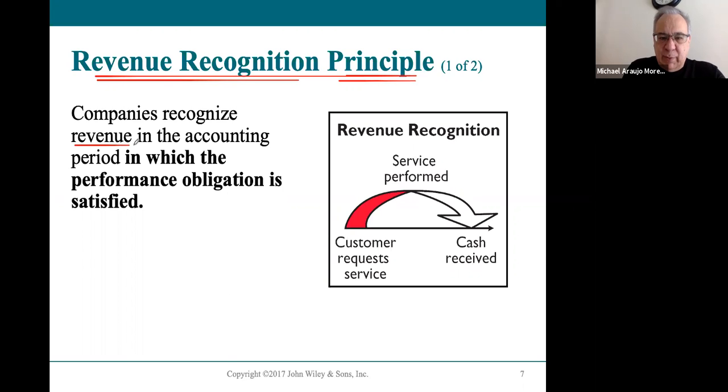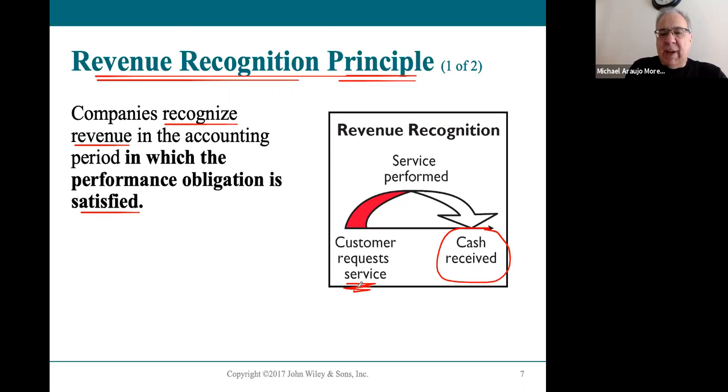Remember what revenue is, right? It's when we sell something or do work for someone. We have to recognize that revenue on our books when we have performed it. Okay. So as soon as we do the work or as soon as we deliver the goods, we have to record revenue, regardless whether we've collected the cash or not. And so whenever we do the service is when the revenue is recognized, not when we receive the cash.